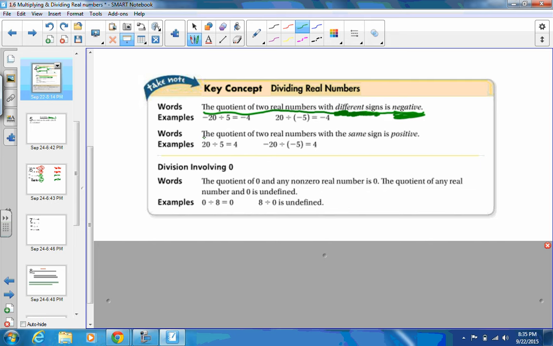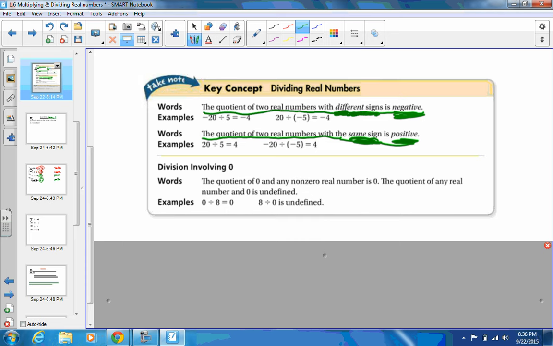Now the quotient of two real numbers with the same signs, that's going to be positive, just like with multiplication. So positive and positive, you get a positive result. 20 divided by 5 is 4. Negative and negative, you get a positive result as well. So -20 divided by -5 is a positive 4. It's like the negatives cancel out. Again, these rules only work for multiplication and division. We did addition and subtraction rules yesterday.